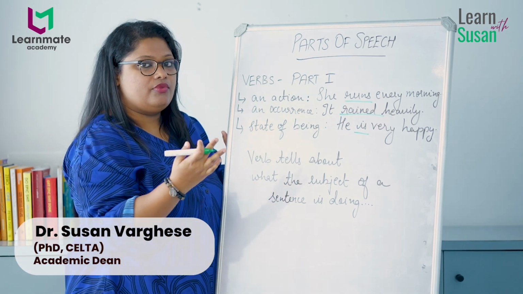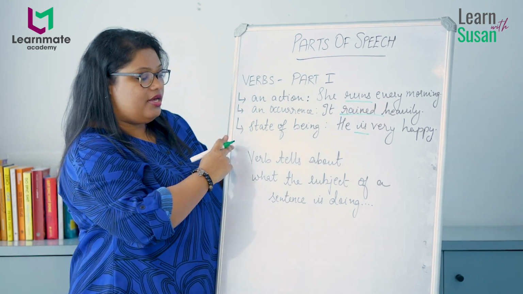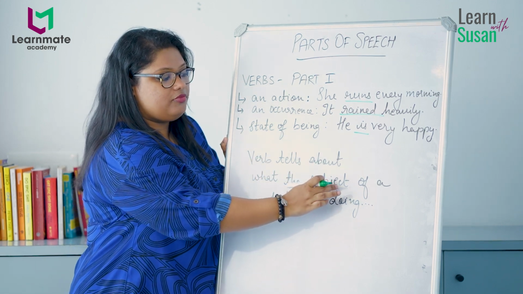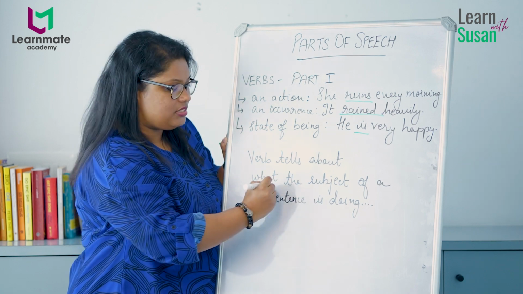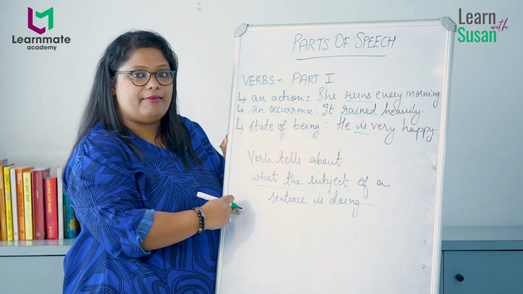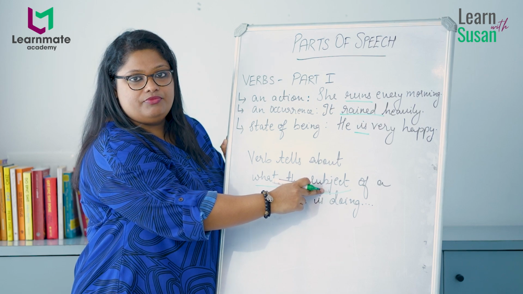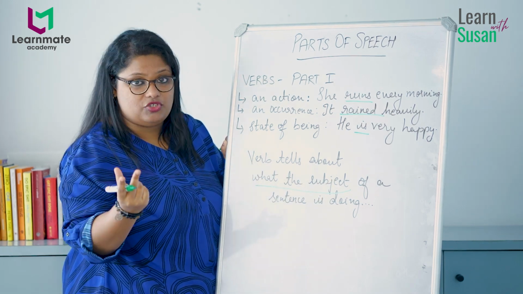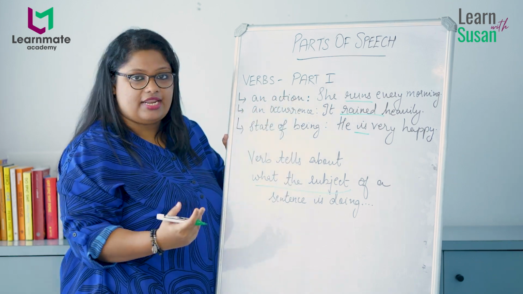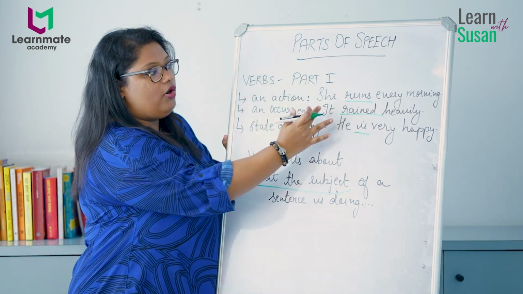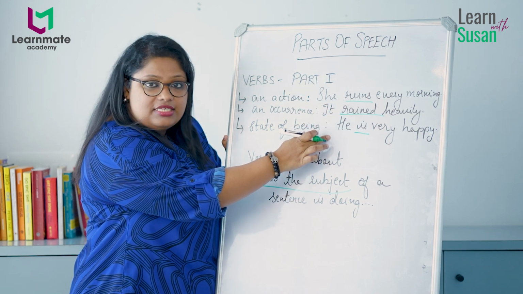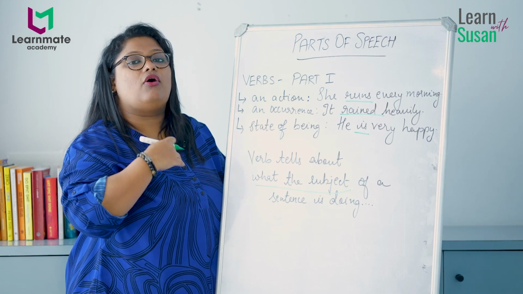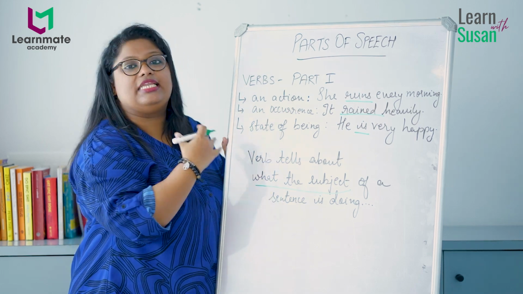So overall, what can you tell about verbs? Verbs are words that tell about what the subject of a sentence is doing. It is very important for you to remember what the subject is. If you refer to my previous video, you'll be able to understand what a subject is. So a verb describes what each subject in any sentence is doing. Basically this is what verbs talk to you about and how they function in each sentence.